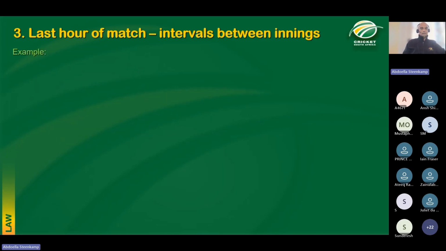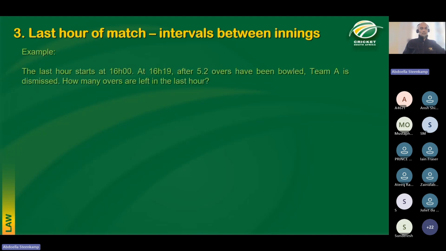Okay, so let's do an example and see how we practically apply the law. Our last hour starts at 4 o'clock. At 16:19, after 5.2 overs, Team A gets dismissed. There will now be a 10-minute change of innings. Captains now ask you, umpire, how many overs left in the last hour?